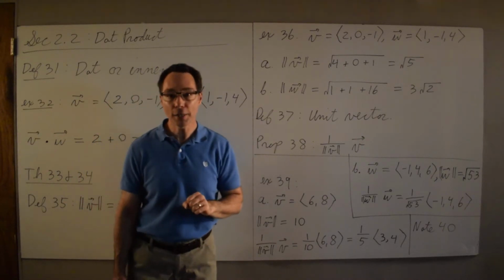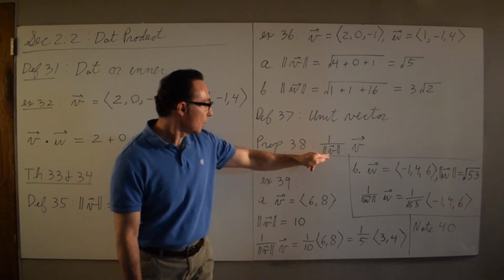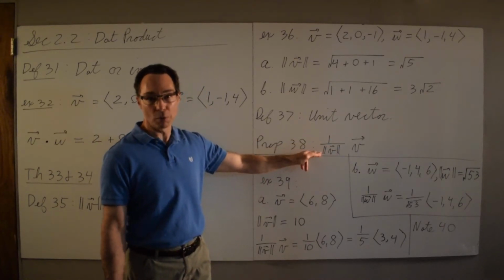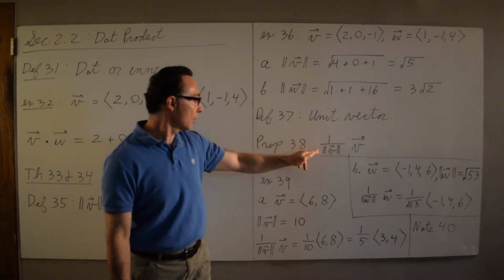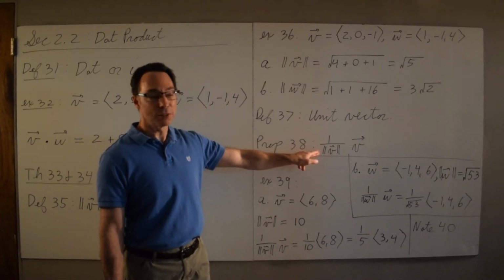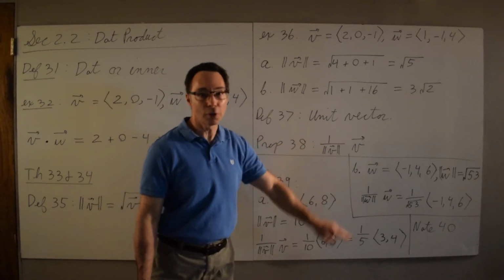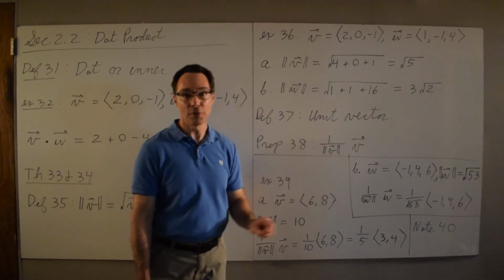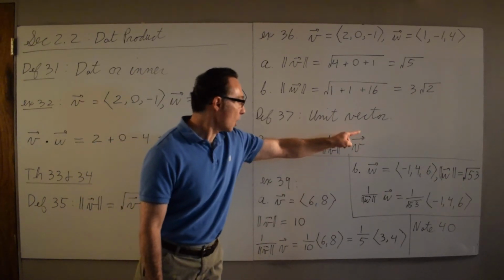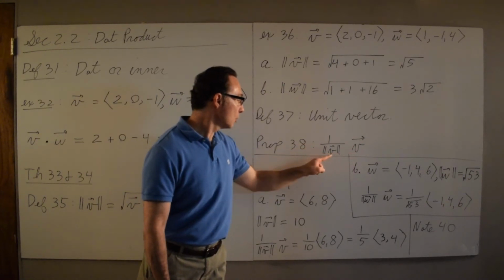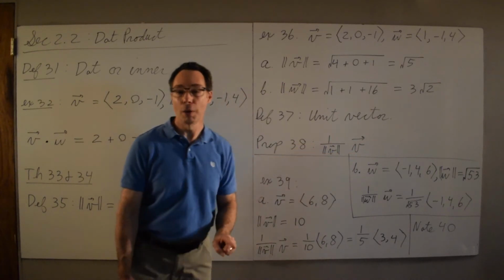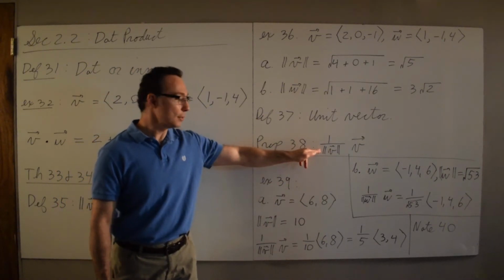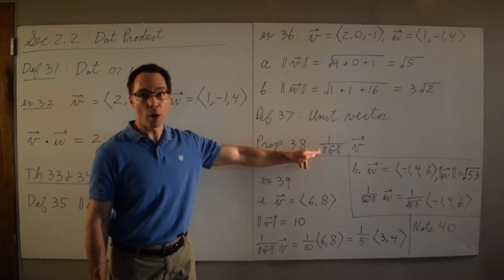Proposition 38 is nice. It tells us that if you take the magnitude of a vector, take its reciprocal, so we're assuming the vector is non-zero, of course. So you take the reciprocal of the magnitude of the vector as a scalar multiple with the vector itself, you have a unit vector in the same direction as v. So this vector is not the same as v, but it has the same direction, just a different magnitude. Remember, vectors are given in terms of direction and length. So this vector has the same direction as v, it just has length 1.